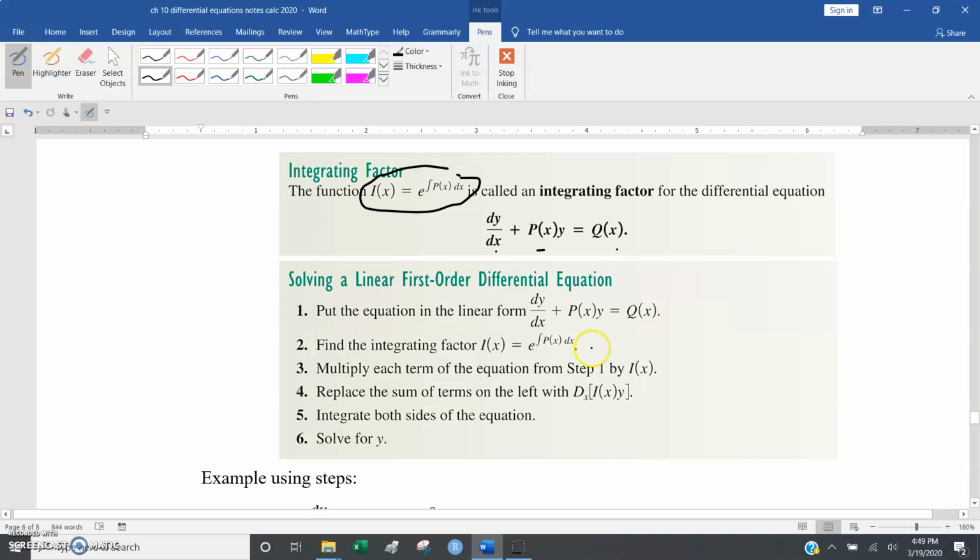We calculate our integrating factor. We multiply every term by the integrating factor. This will give us that the left side is the derivative of the integrating factor times y. You integrate both sides, and then you solve for y. Let's try our equation.